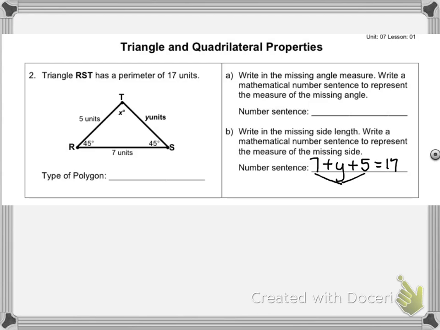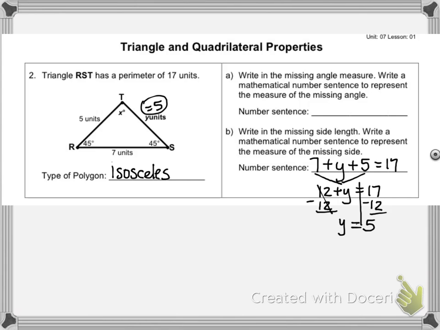I bring together the 7 and the 5, and I get 12. 12 plus Y should give me 17. Draw the wall. Do the opposite of plus 12, which is minus 12. This goes away. So the missing measure is 5. So I go back over here, and I say that the distance from T to S or S to T is 5 units. So if I have a 5 and a 5 and a 7, this is an isosceles.